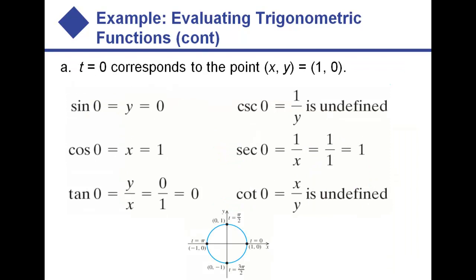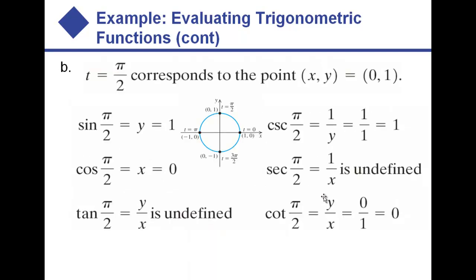Okay, let's take the first one. When t is 0, we can look at our picture down here. When we're over here at 0, our x distance is 1, our y distance is 0, so the point is (1, 0). Therefore the rest are defined by those. Tangent is y over x, so 0 over 1. Cosecant, which is 1 over y, we get 1 over 0, which is undefined. Secant is 1 over x, so we get 1 over 1. And then cotangent, which is 1 over tangent, we get 1 over 0, which is also undefined.